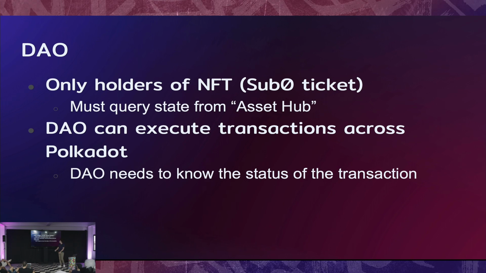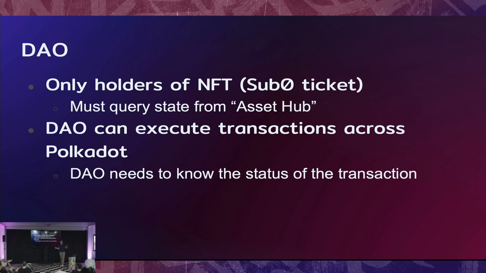Now, for this example, it's not a super complicated example, but we're going to create a simple DAO, and a DAO where only holders of an NFT can register to this DAO. Say, for example, a sub0 ticket. Now, the issue is that this NFT is stored on Asset Hub, one of Polkadot's parachains. So we need to be able to query state from Asset Hub.